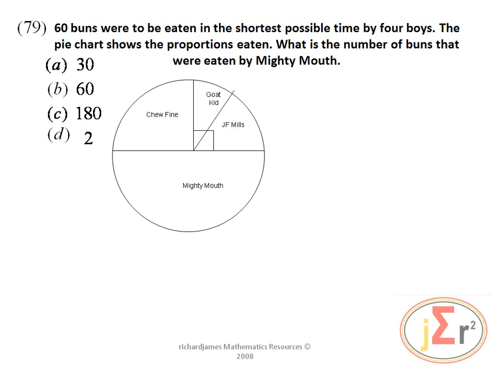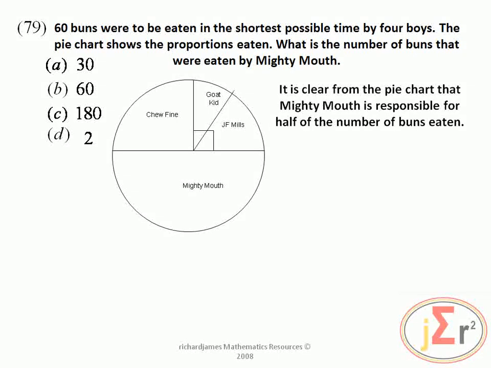So we have now 60 buns were to be eaten in the shortest possible time by 4 boys. The pie chart shows the proportions eaten. So we have 60 buns to be eaten by 4 boys, and that information is depicted in the pie chart. What is the number of buns that were eaten by Mighty Mouth? It is clear from the pie chart that Mighty Mouth is responsible for half of the number of buns eaten.